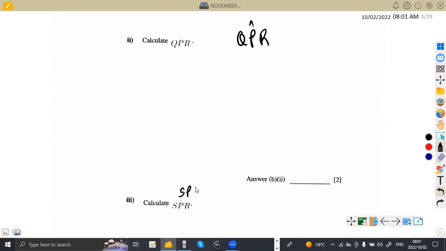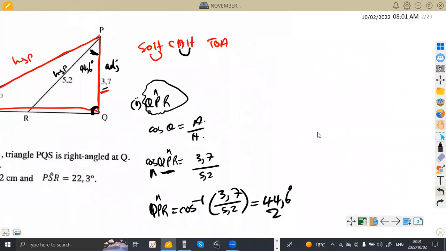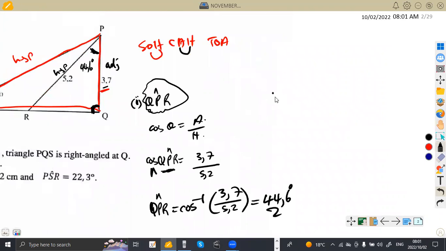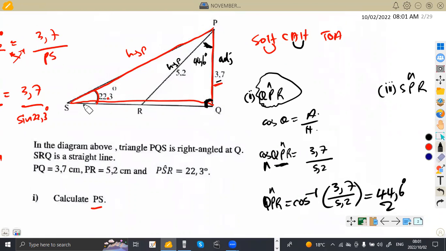So what is the angle SPR? Okay, let's get back to our diagram. Item 3, we need SPR. So we need to actually locate exactly where we have our SPR. This is S to P to R. Which angle are we talking about here? SPR, this angle here, this is the angle that you're talking about. So how can we determine this angle, guys? That's the question.